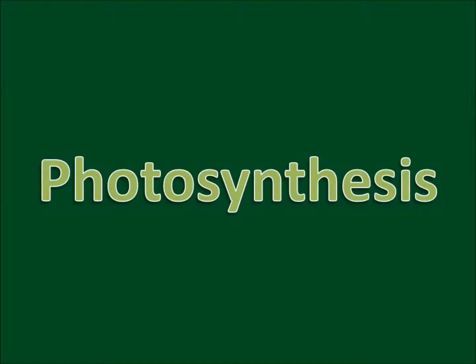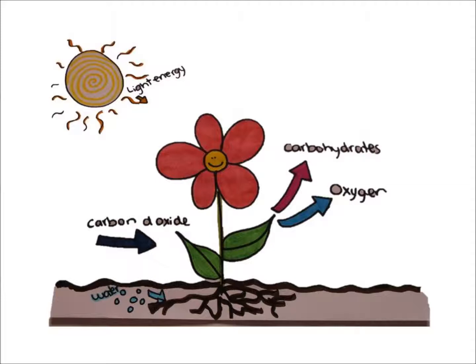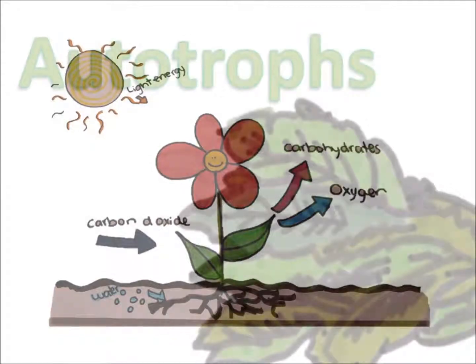Photosynthesis is the process in green plants and certain other organisms by which carbohydrates are synthesized from carbon dioxide and water using light as an energy source. Most forms of photosynthesis release oxygen as a byproduct.